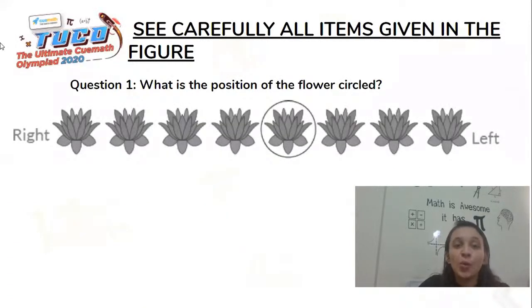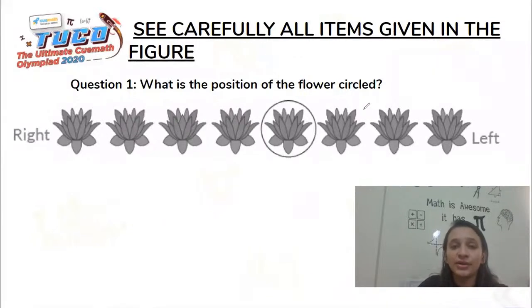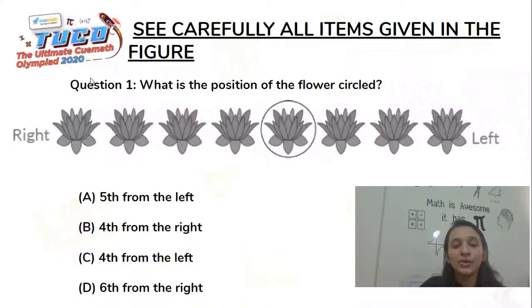It says, what is the position of the flower which is circled? Let's see the options. Okay, so what they have done is they have already given us the right and left. So if in a question it's not given what right and left is, children in grade 1 and grade 2 need to know which is their left and which is their right. They need to mark on the question paper, or they should be able to identify mentally which is their right and which is their left.